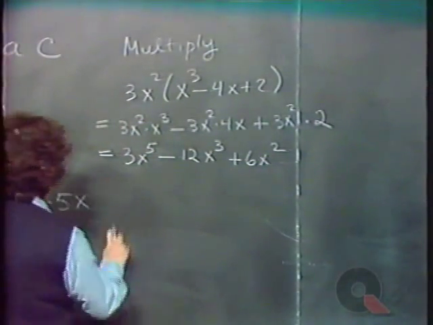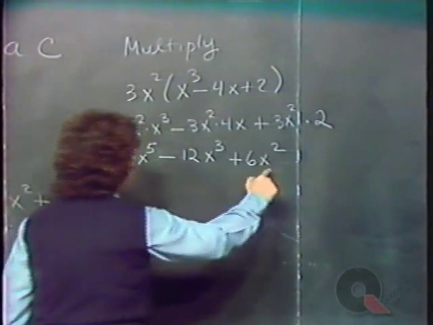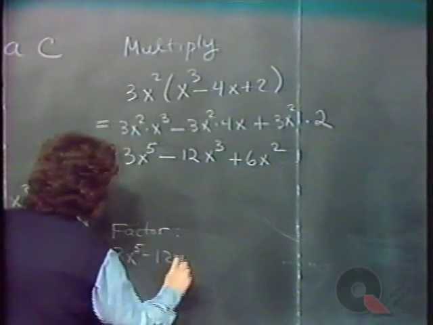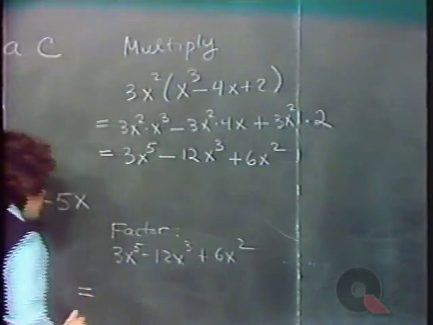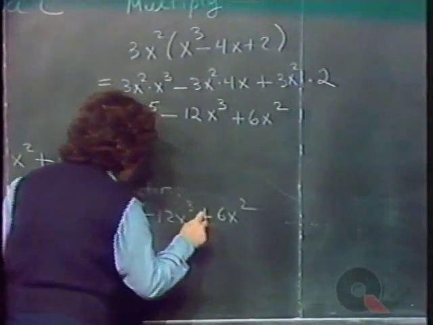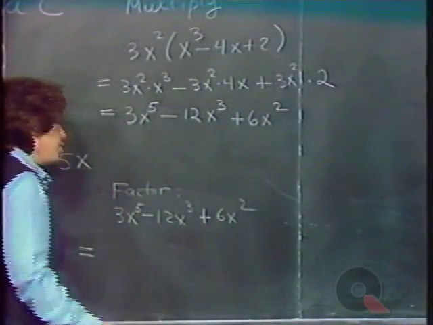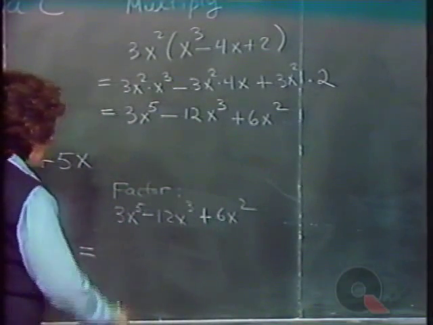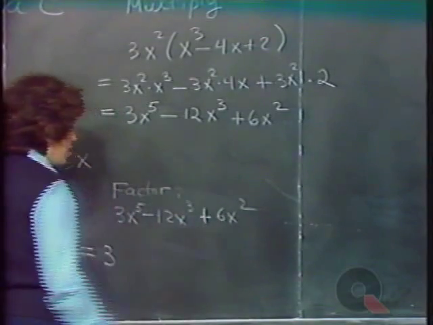Alternately, you could have started with the final result, and they could have said 3x to the 5th minus 12x cubed plus 6x squared. Factor that, in which case you would look at each term and try to figure out the most that you could take out, the most that they have in common. Well, first you would look at the numbers, 3, 12, and 6. You're looking to pull out the biggest number that is a factor of each of these. And 3 is the best that you can do. 3 goes into 3, into 12, and into 6.